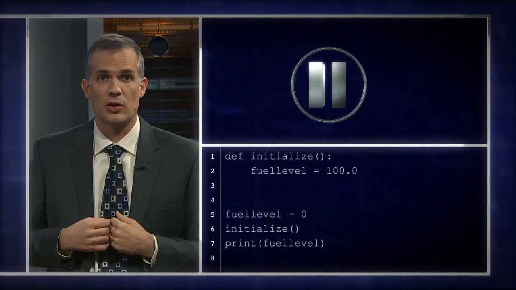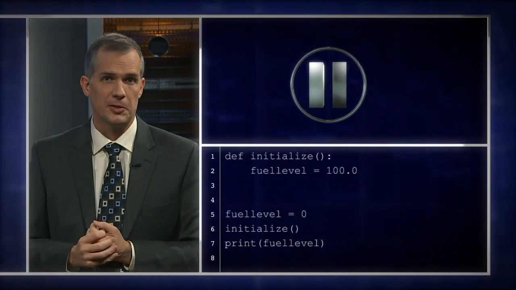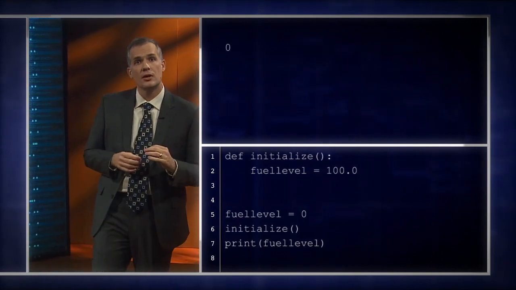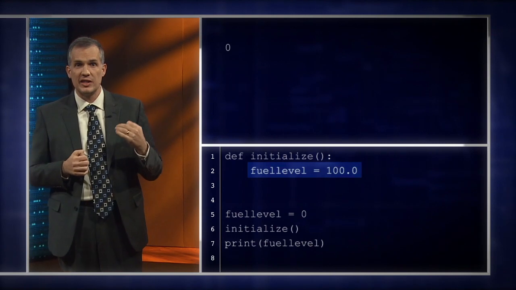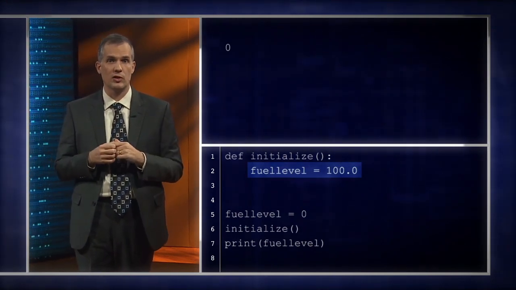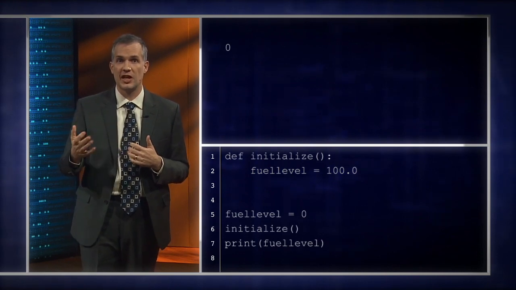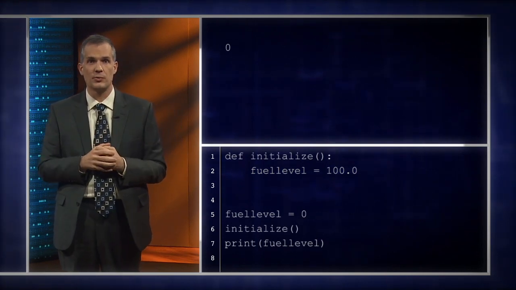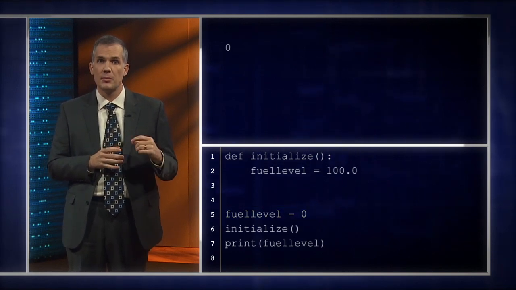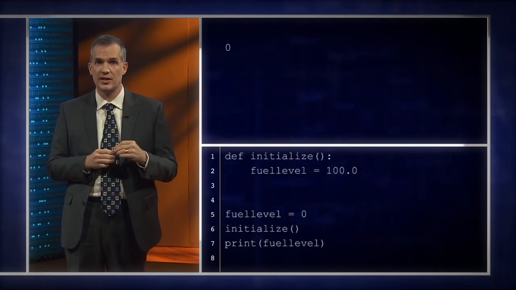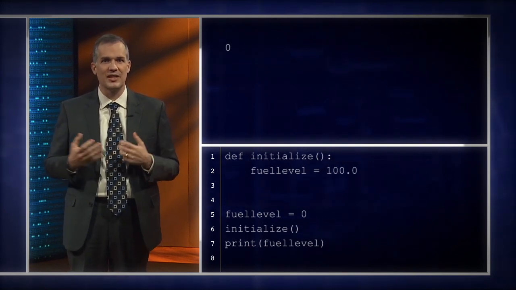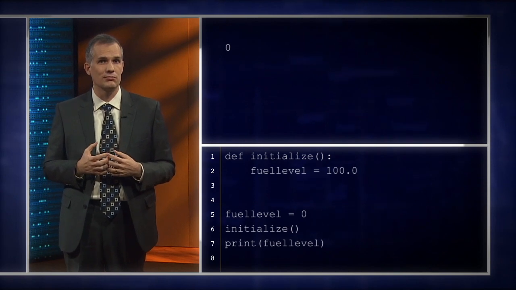First, from what we've learned, what would the following code print? It would print 0. The variable fuel level inside of the function would create a new local variable called fuel level. So, when the initialize function sets fuel level to 100, it doesn't affect fuel level in the main program. But if we really wanted a routine that initialized the fuel level to some particular value, wouldn't it be nice to have a function that would let us do that?